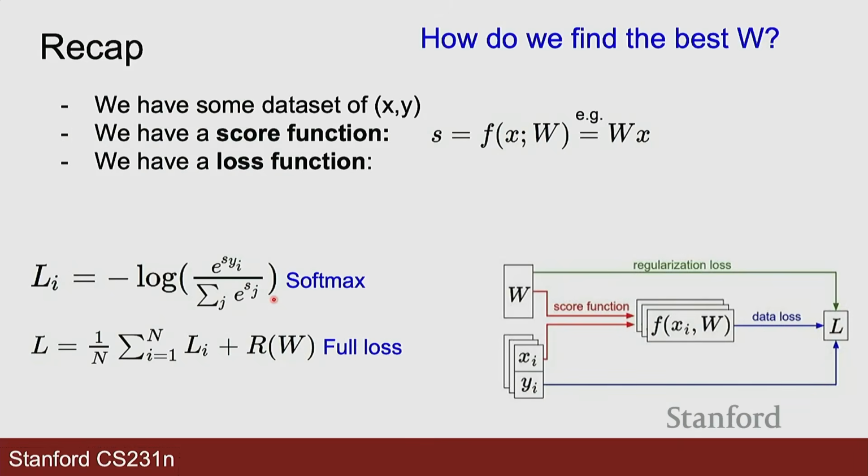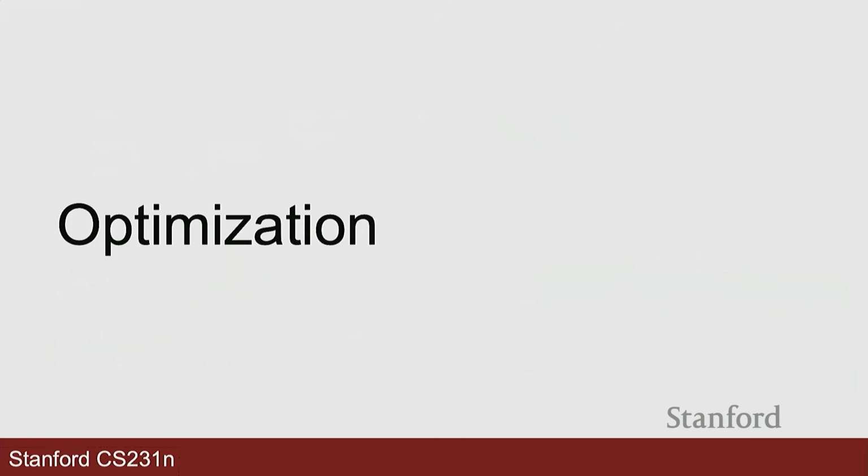Cool. So now that we've talked about how we can calculate how good a given W is based on the training data and this regularization term, the question now is how do we actually find the best W? And this is what optimization is, which is the second half of today's lecture.